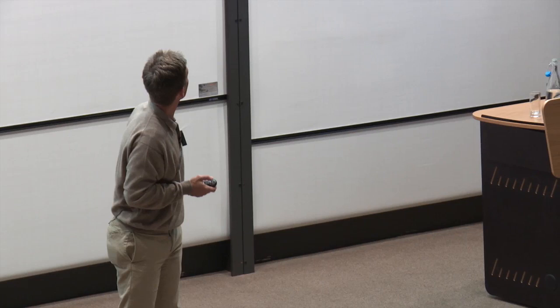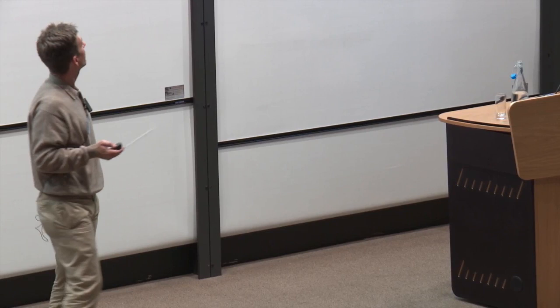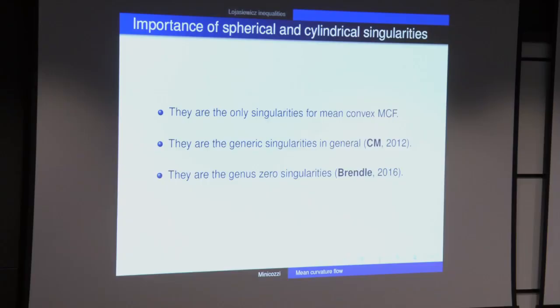Maybe I'll omit this picture for right now, just to say that these singularities that we see in the mean convex case play a major role in the theory. They're not relevant just in the convex case. They seem to be the most important singularities.